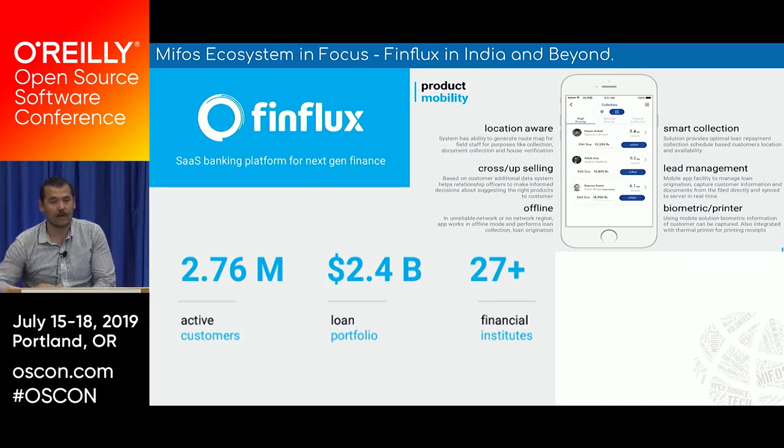So one of these companies I want to focus on is Finflux. They're a partner of ours based out of Bangalore, India. And so harnessing the power of the cloud, having an open source core banking system to build on, they've been able to build out new features and scale their services to India and beyond. Right now they've reached almost 3 million customers, and they're processing a loan portfolio of close to $2.5 billion.